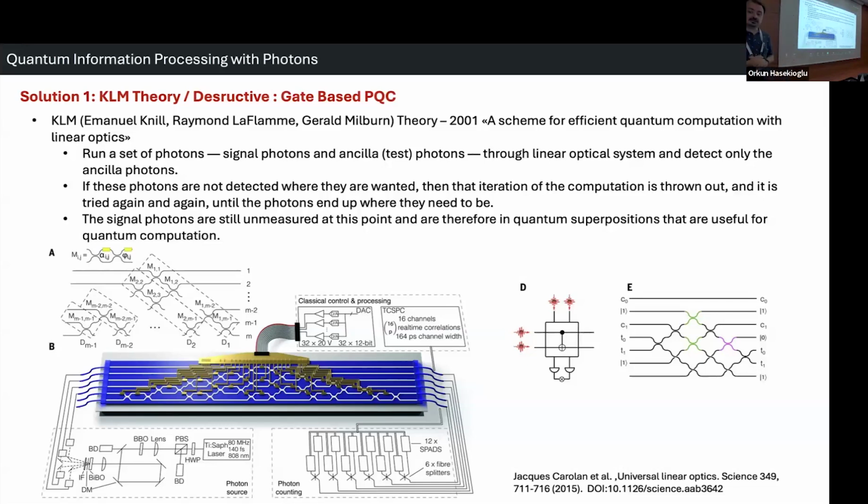This is still working. I mean, this paper is like 10 years old, but there are some improvements on this. But this is the standard approach for a gate-based quantum computer.